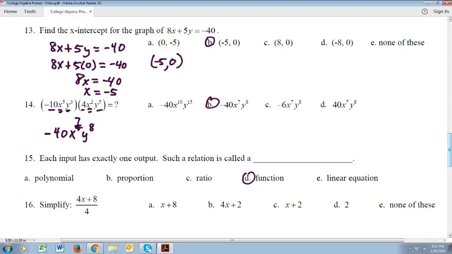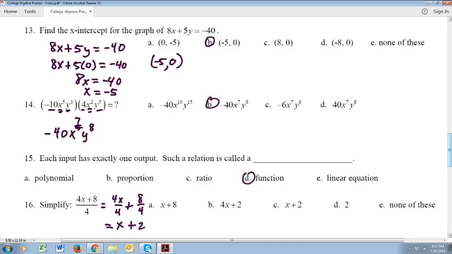On number 16 there, the way we simplify this, we actually did this earlier when we were solving for y. We want to break this into two fractions, 4x over 4 plus 8 over 4. And so 4 over 4, that's 1. We're going to end up with x plus 2. The thing that students will sometimes do is try to cancel these 4's, or maybe cancel the 4 with the 8 and put a 2 there.